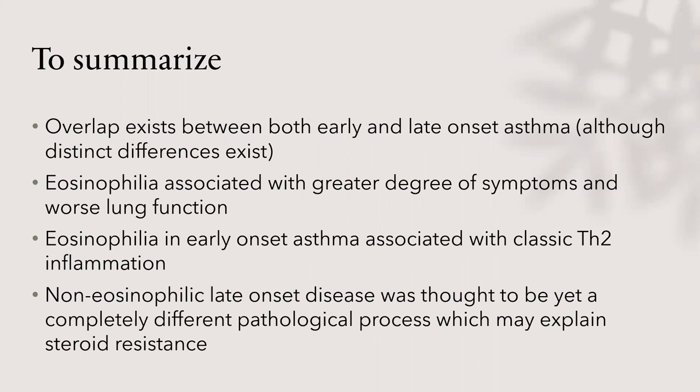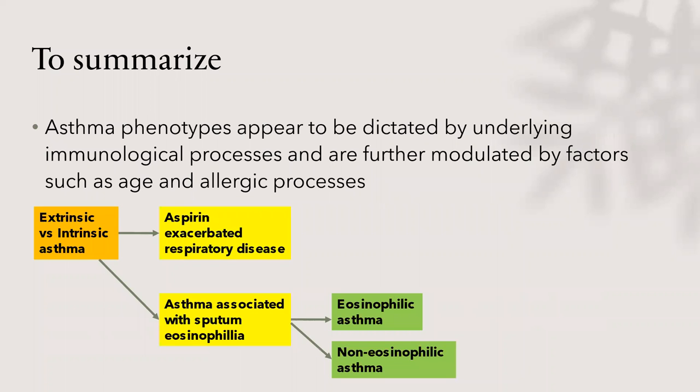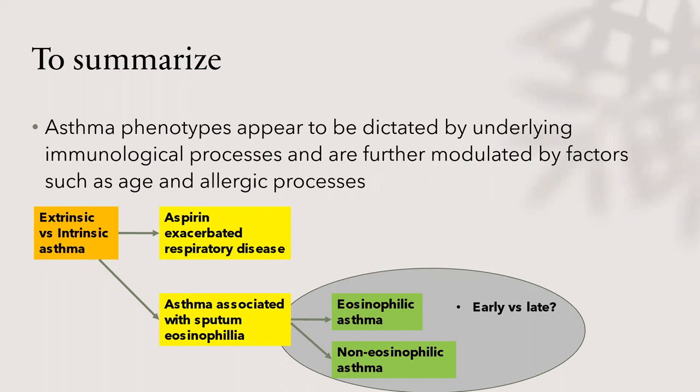And then in the late onset group, where they saw this increased basement membrane thickness and the non-eosinophilic phenotype, they thought this was completely something different on its own. It was a different pathological process, and it may explain why these patients were more resistant to steroids. So what they started to see was this branch became not just eosinophilic and non-eosinophilic. They also had to categorize it as, is it early, is it late, is it allergic, is it non-allergic, because that also had clinical implications.